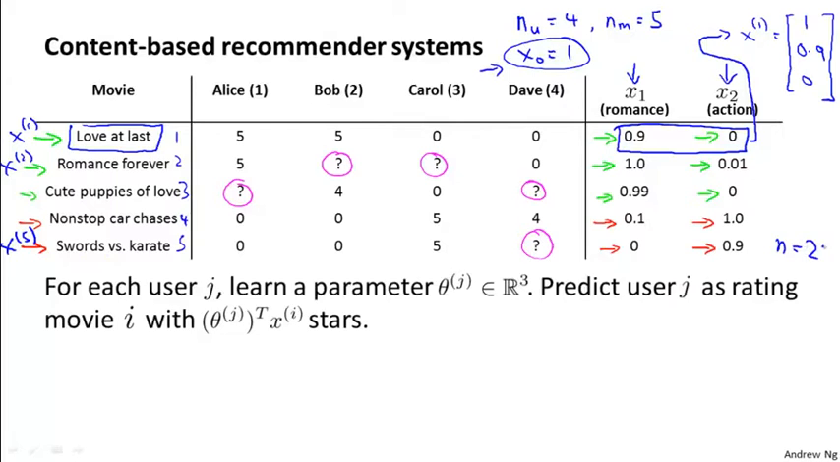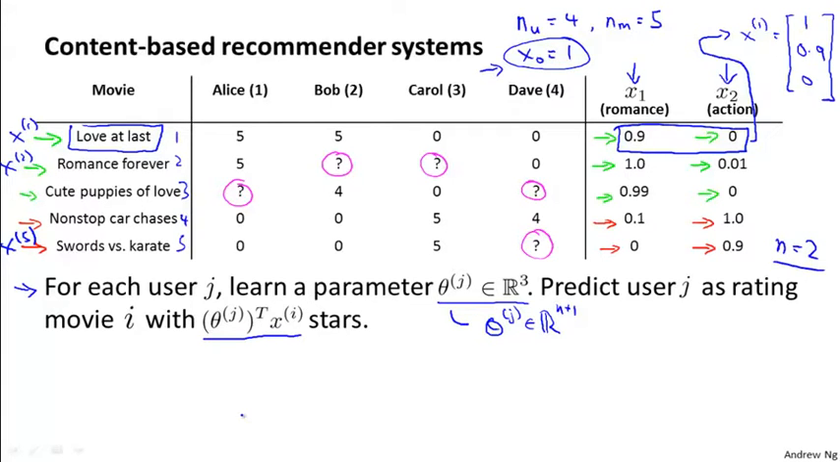Now, in order to make predictions, here's one thing we could do, which is that we could treat predicting the ratings of each user as a separate linear regression problem. So specifically, let's say that for each user j, we're going to learn a parameter vector theta j, which would be in R3 in this case. More generally, theta j would be in R^(n+1), where n is the number of features, not counting the intercept term. And we're going to predict user j's rating of movie i as just the inner product between the parameter vector theta j and the features x^i.